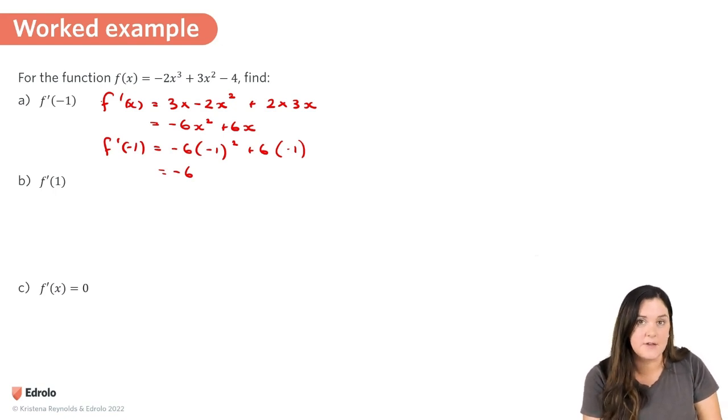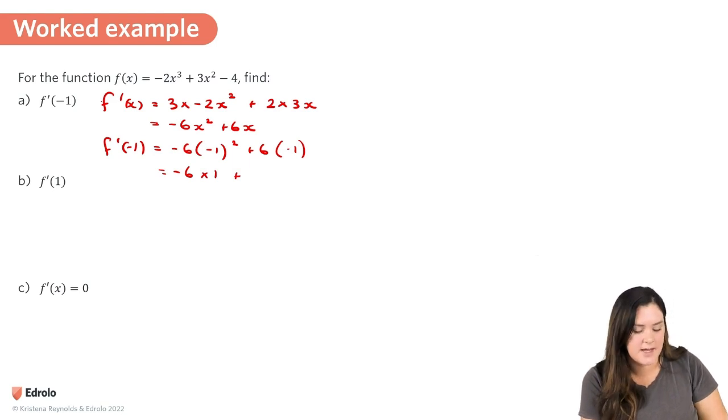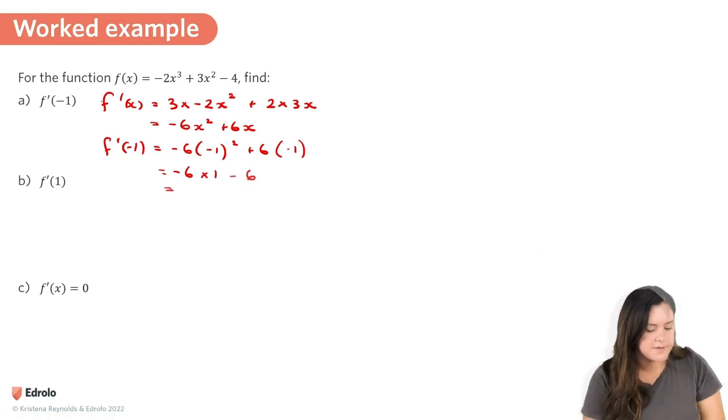So that just becomes negative 6 times positive 1. And then I've got 6 times negative 1, so that actually gives me negative 6. So negative 6 take away negative 6 gives me negative 12. So that's telling me that the gradient when x equals negative 1 is negative 12. So it is decreasing at that point.